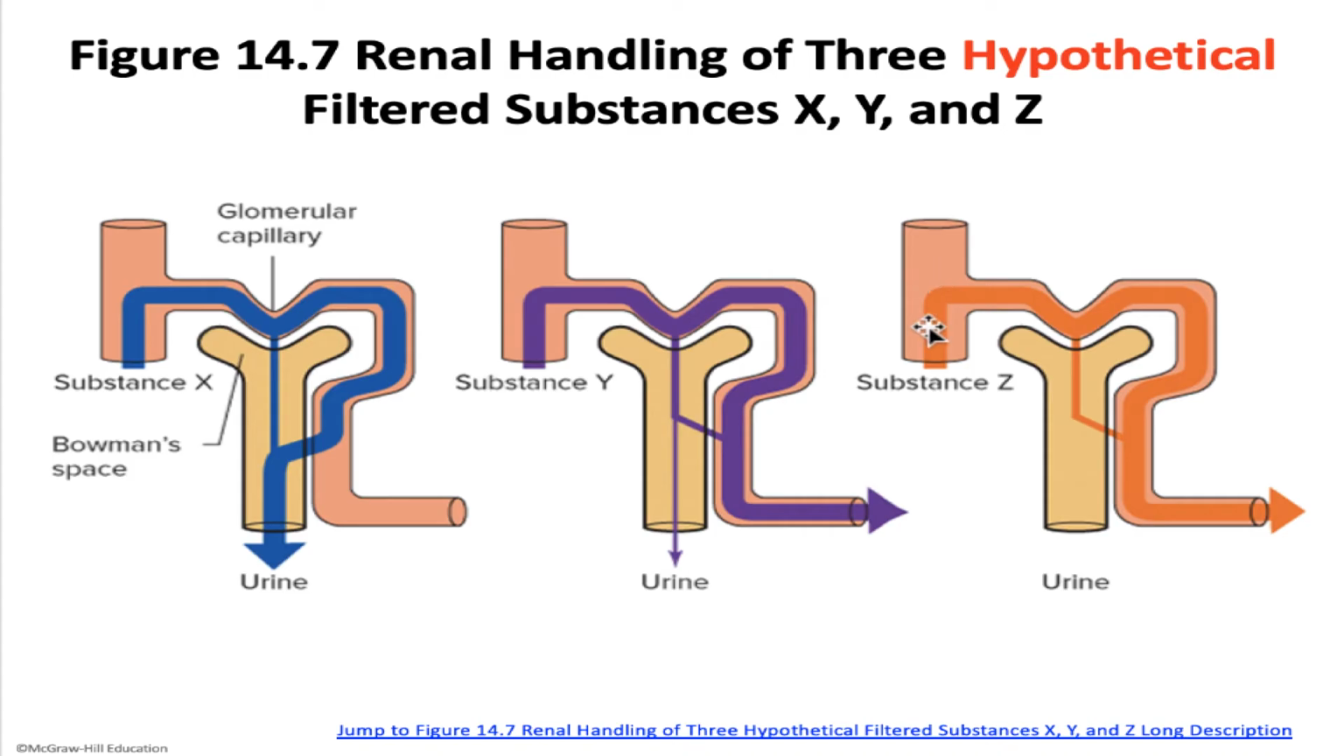The last panel shows a substance which is filtered to a small degree and is entirely reabsorbed back into the blood. And the last one will be an example of glucose. Under normal circumstances, that is in non-diabetics, the amount of glucose that's filtered is easily reabsorbed, so that no glucose appears in the excreted portion of the urine.